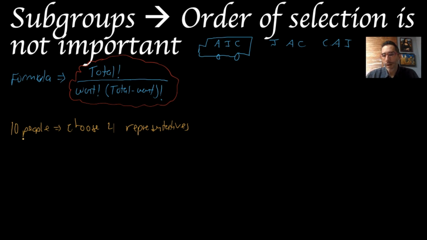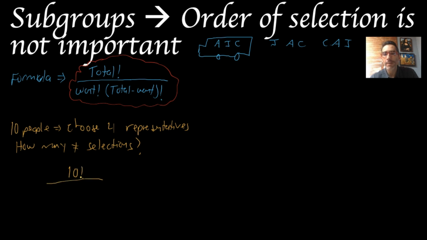So if I have this scenario, the question in the exams would be how many different groups, or how many different selections, can I make? The order is not important. And being the order not important, we start analyzing this. We have the total, right? How many people total do we have here? We have 10, so this will be 10 factorial.